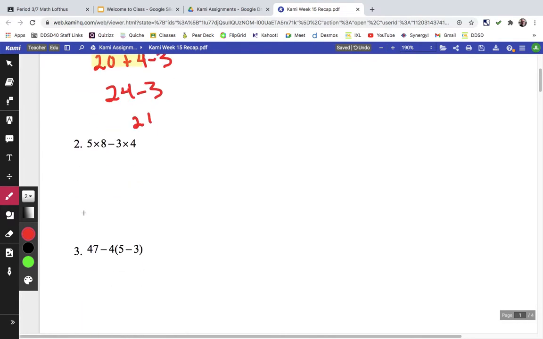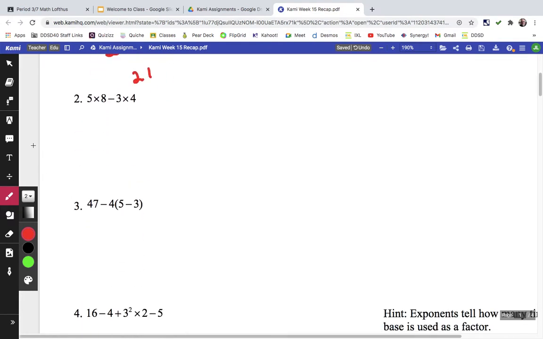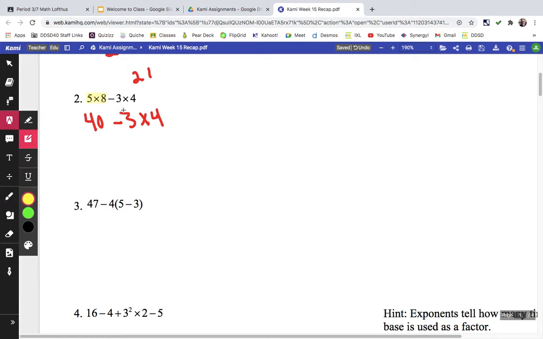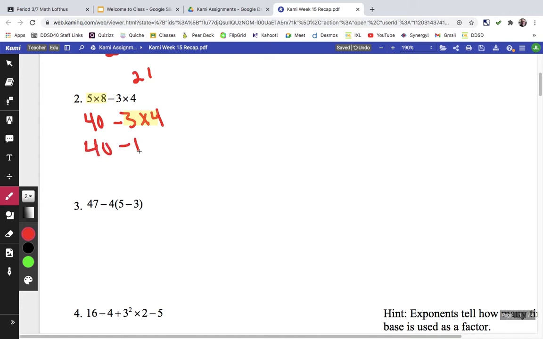Next problem. We do have multiplication and division this time. We don't have parentheses or exponents, so we're going to do 5 times 8, which is 40, and then copy the rest of it down. It would be really tempting to do 40 minus 3. We're used to just reading left to right, but the order of operations interrupts that, and we do 3 times 4. So 40 minus 12 is 28.